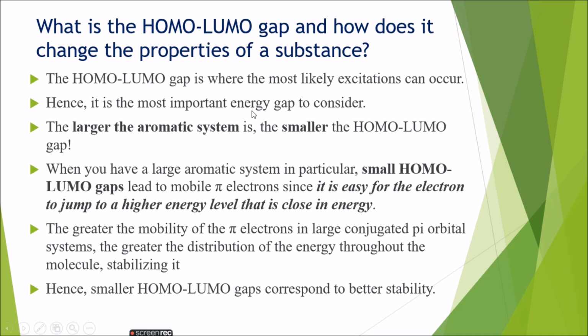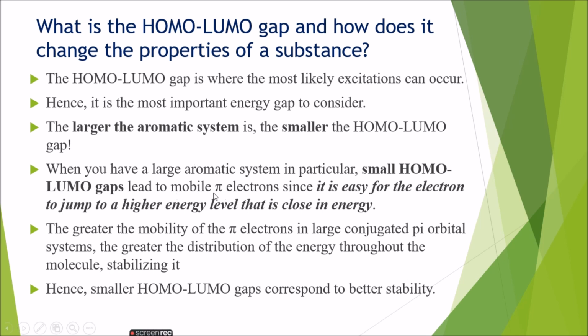For example, I'll take large aromatic systems. For large aromatic systems, the HOMO LUMO gap is very small. So what this brings the significance is that when your HOMO LUMO gap is very small, the electronic excitation, that is the electron jumping from the HOMO to the LUMO, that is from the lower energy level to the higher energy level, is very good.